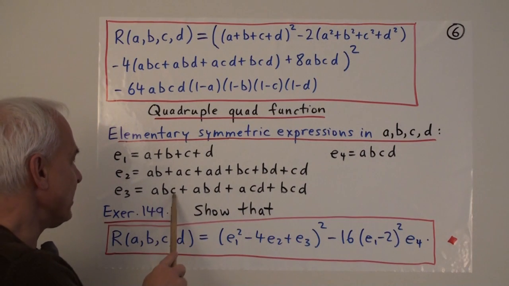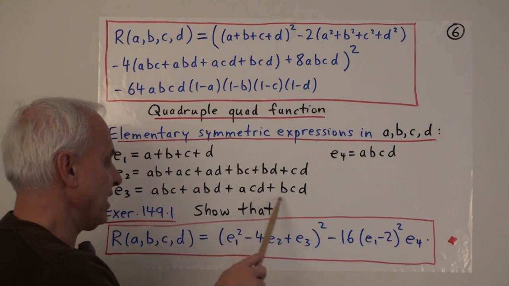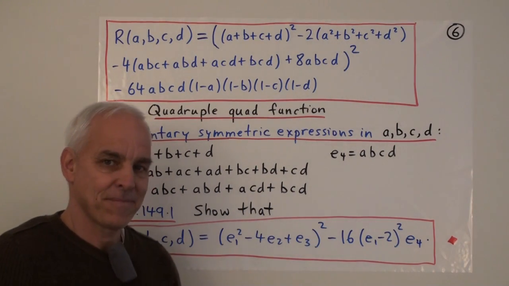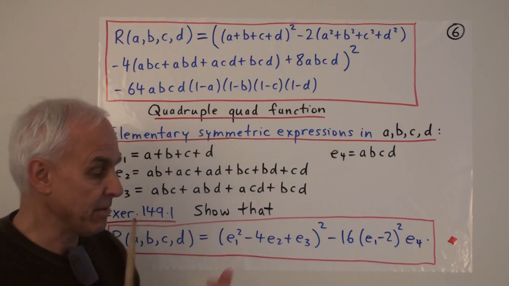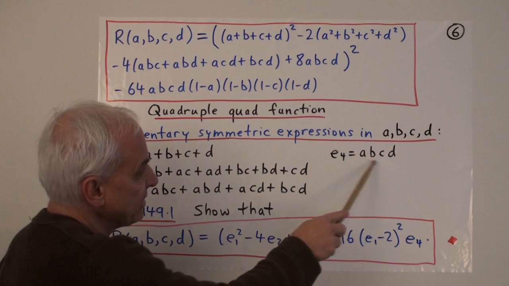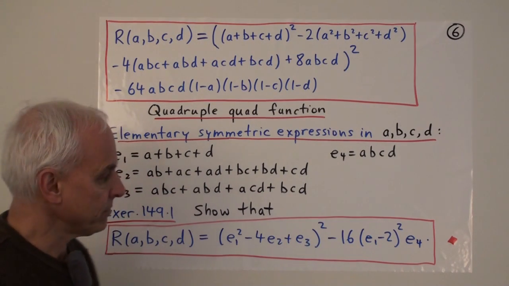E3 is ABC plus ABD plus ACD plus BCD. All the possible ways of multiplying three of them together and adding them up. And E4 is just the single product of all four of them.